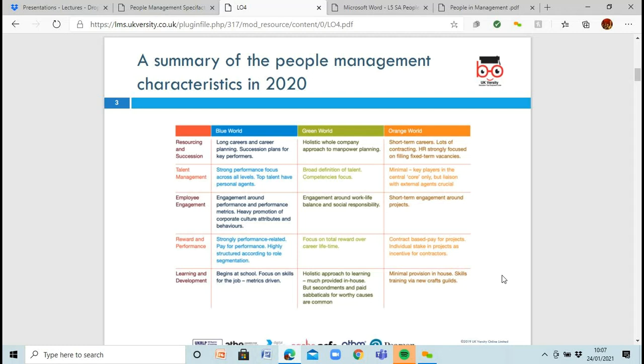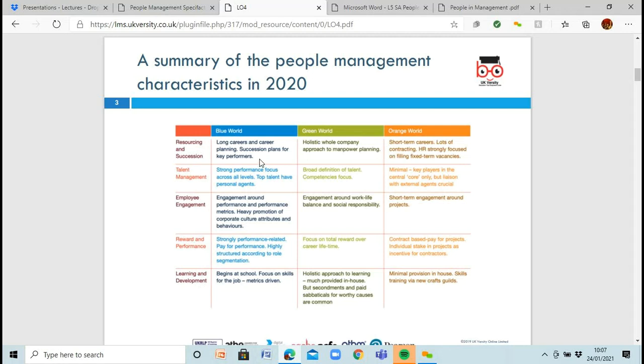And then we've got a summary of people management characteristics. Now, we will actually go over what blue world, green world, and orange world is. So we've got a few headings here: resourcing and succession, talent management, employee engagement, reward and performance, and learning and development. And now these headings here, it shows you how it affects each of these little organizations.